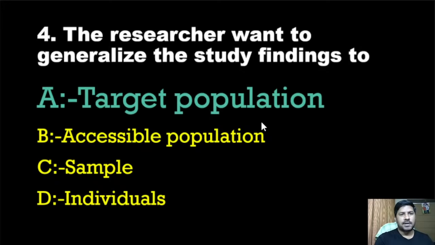For example, if we need to do research in the 10th class, all the 10th class students are the target population. At the same time, we will pick 10 or 20 students as a sample. Those students represent the whole 10th class. That is the difference between target and sample population.